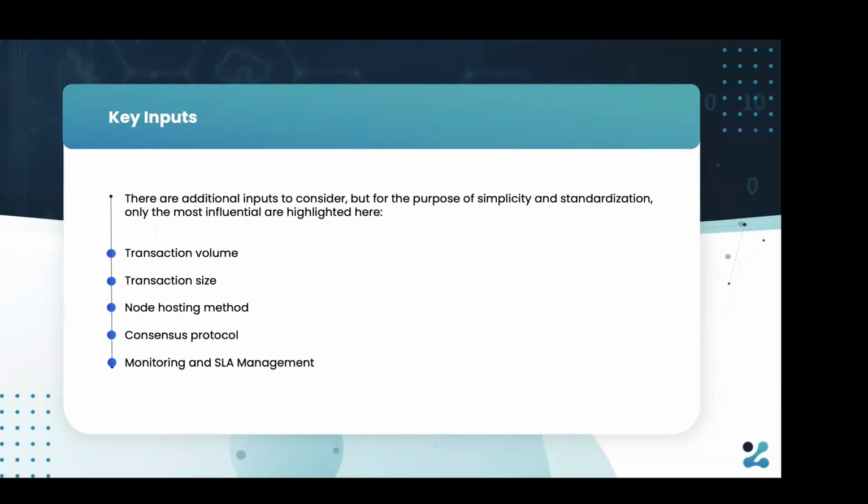And then the node hosting method, which I called very important. We'll see and talk about why. And then consensus protocols. This may still surprise you, how it changes the game, but it is one of the key inputs, in my opinion, which impacts the cost of ownership in the end. And then monitoring and SLA management. We have seen why, because of how cost varies with monitoring abilities and, of course, the uptime demands of an enterprise use case and the cost implications of it. Let's talk about them one by one.